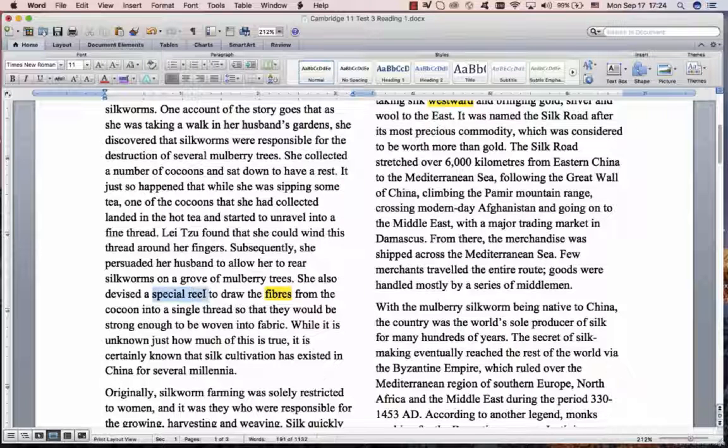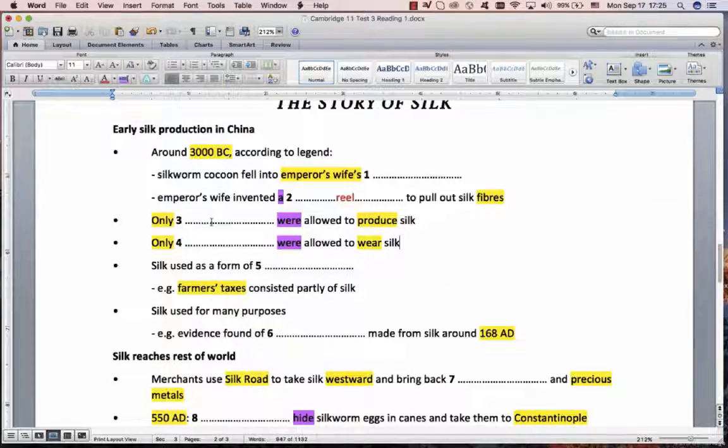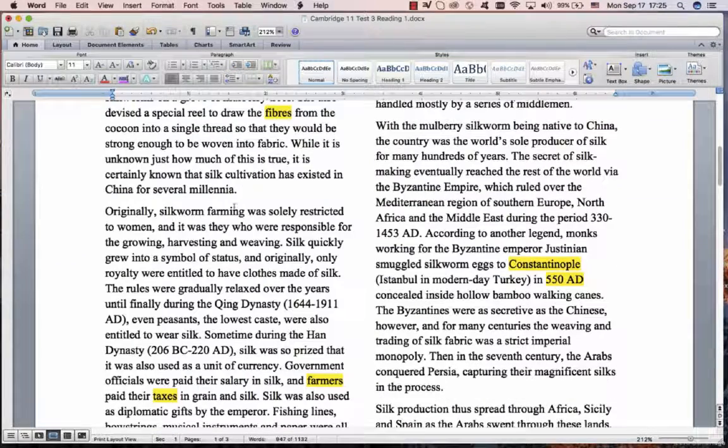But we are only allowed one word, remember, so you must drop the adjective and you must keep the noun. Right, now this, I'm also guessing it's going to be a little bit difficult, but we're getting some help from these two. So let's see what we can see. Only some plural thing were allowed to produce the silk, and only some plural thing were allowed to wear the silk. So, can you see only, or can you see produce and wear?